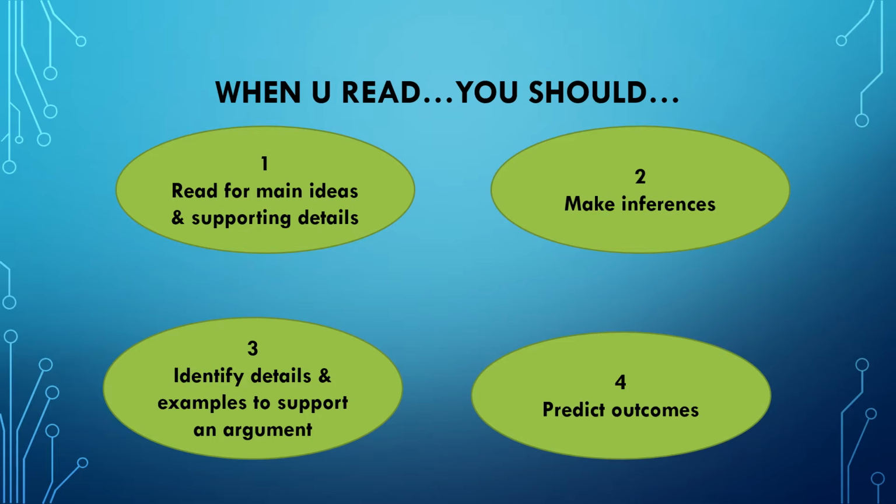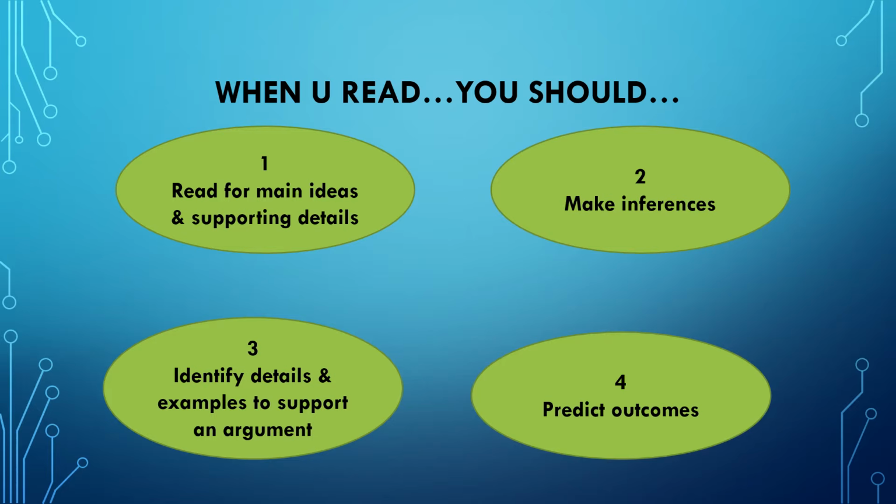Okay, and number 3, to identify details and examples to support an argument. This is actually a continuity from number 1. So meaning in each paragraph when you read, you must make sure that everything is there. The main point, the explanation, the example, so that the combination of these 3 things can help you to understand the passage better.